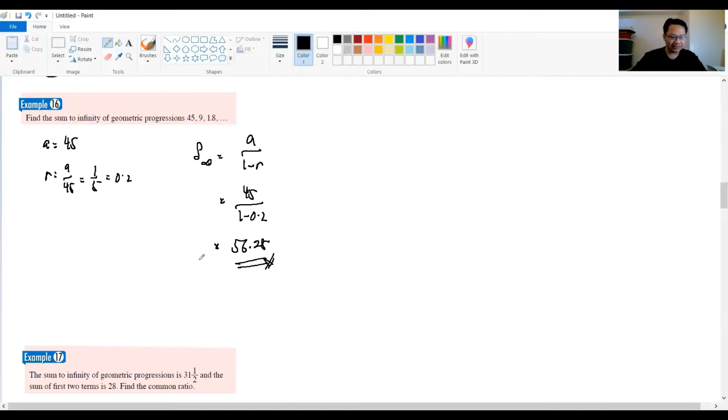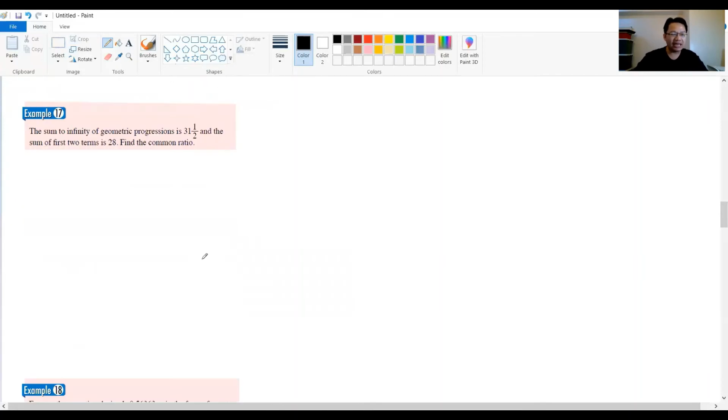Now example 17. The sum to infinity for a GP. We know that the sum to infinity here equals 31 1/2. So we use the formula, which equals 31 1/2. This is our first equation.